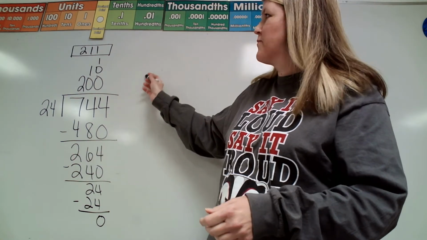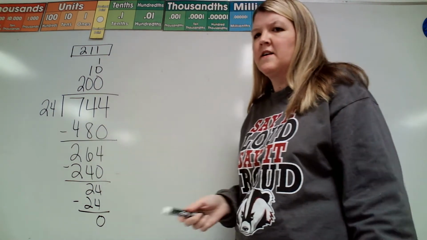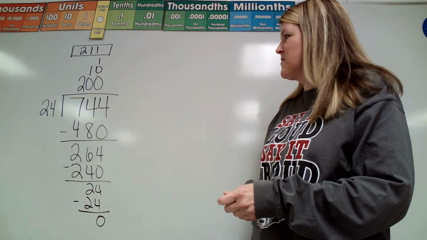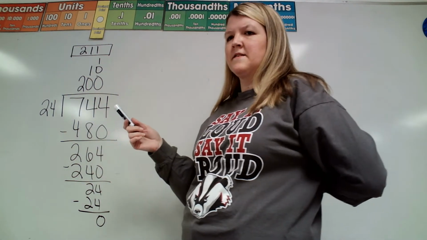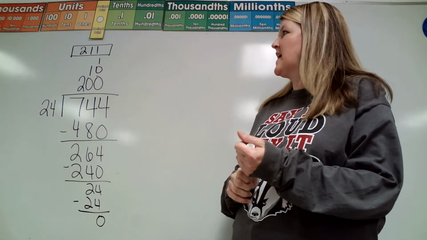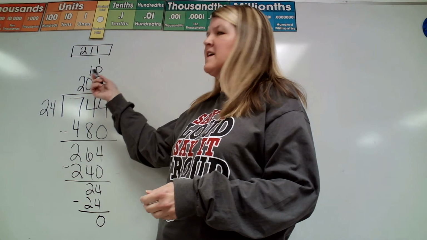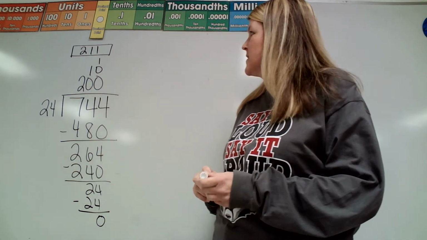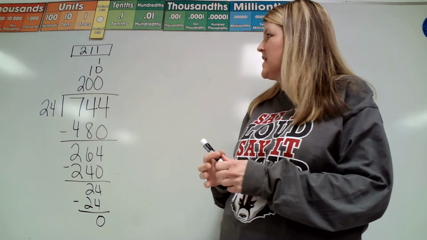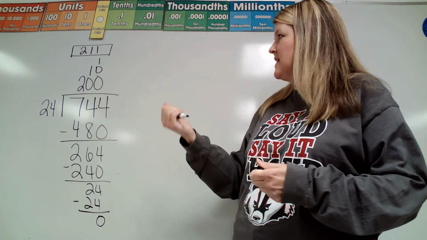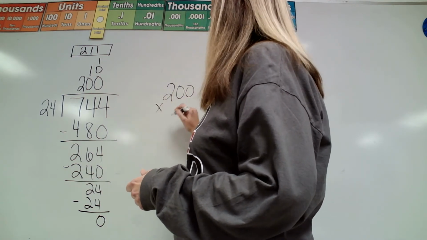All right, so hopefully you were able to tell me whether this is correct or not. And one of the first things that you might do is estimate to see if the answer makes sense. Or you might use multiplication to check it. So I'm going to do a combination of those two. Instead of multiplying 211 times 24, I'm going to just estimate, and I'm going to do 200 times 20.